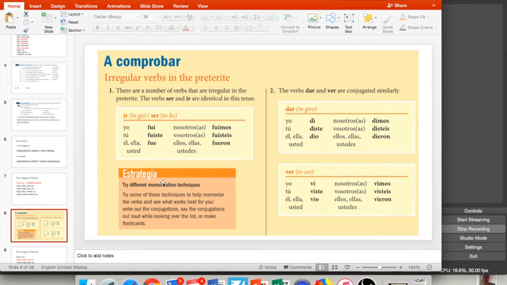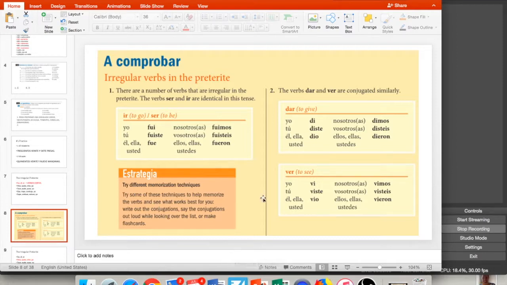So your book makes a little note here of different strategies of how you can remember these words. You may choose that you want to make flashcards. You may use the Conjugemos site that I listed in the content section of D2L to practice. You may just sing that song 100 times. Whatever works for you is fine, but you need to make sure you've committed these to memory.